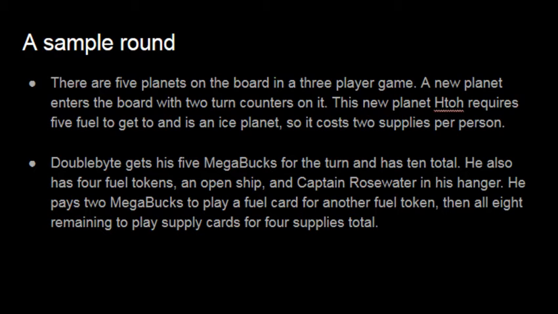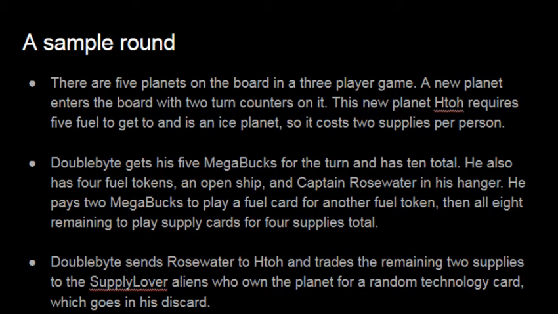So this is why we're building our resources in play over time. So I only needed 2 supplies to get Captain Rosewater to space. Why do I have 4 supplies? Because I know that Hato is home to the supply lover aliens, because Hato had a little supply lover alien marker on the corner of the card. And I know that if I give them 2 supplies, they'll give me a technology card, which will then go in my discard.